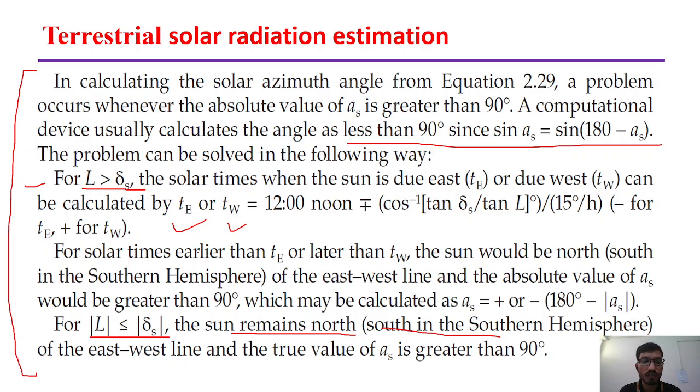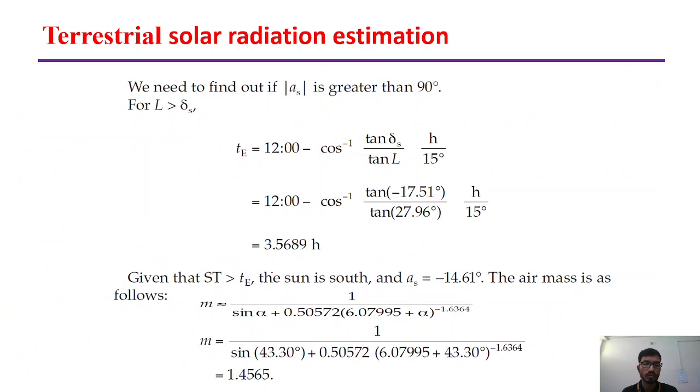And based on this, if the TE is greater than solar time ST, the sun will be toward the north for the northern hemisphere and south for the southern hemisphere, and vice versa. So we have to calculate the TE first. Here we see the value for the TE is 3.5689 hours.